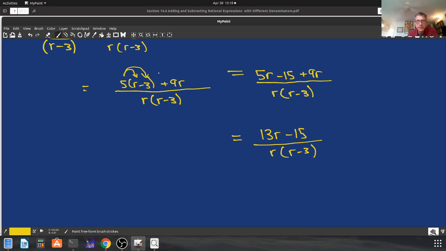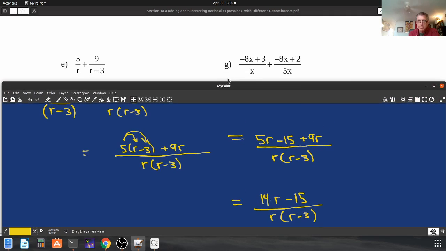That's not 14r. How did I get 13r? 5r plus 9r is 14r. 14r minus 15 over r times r minus 3. And G is our last one.